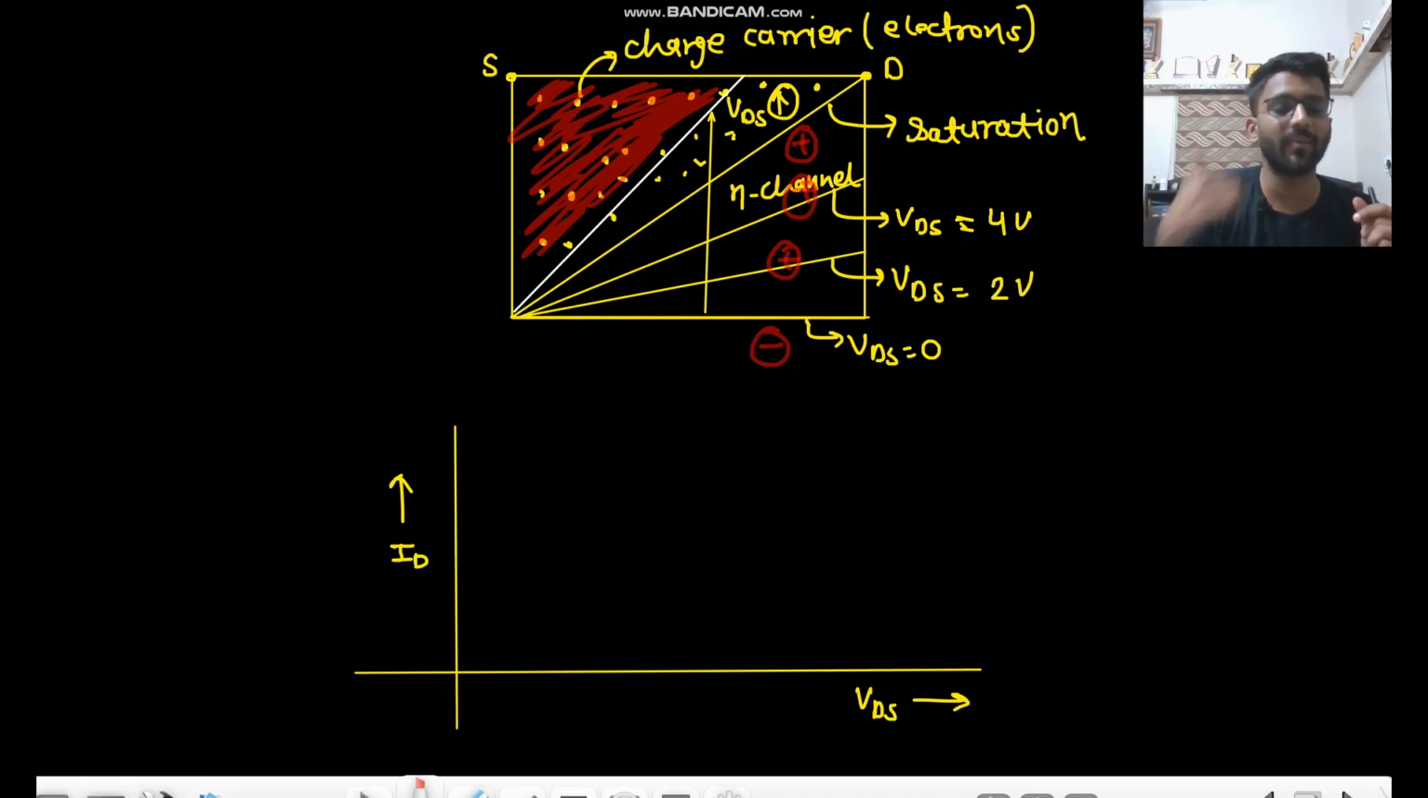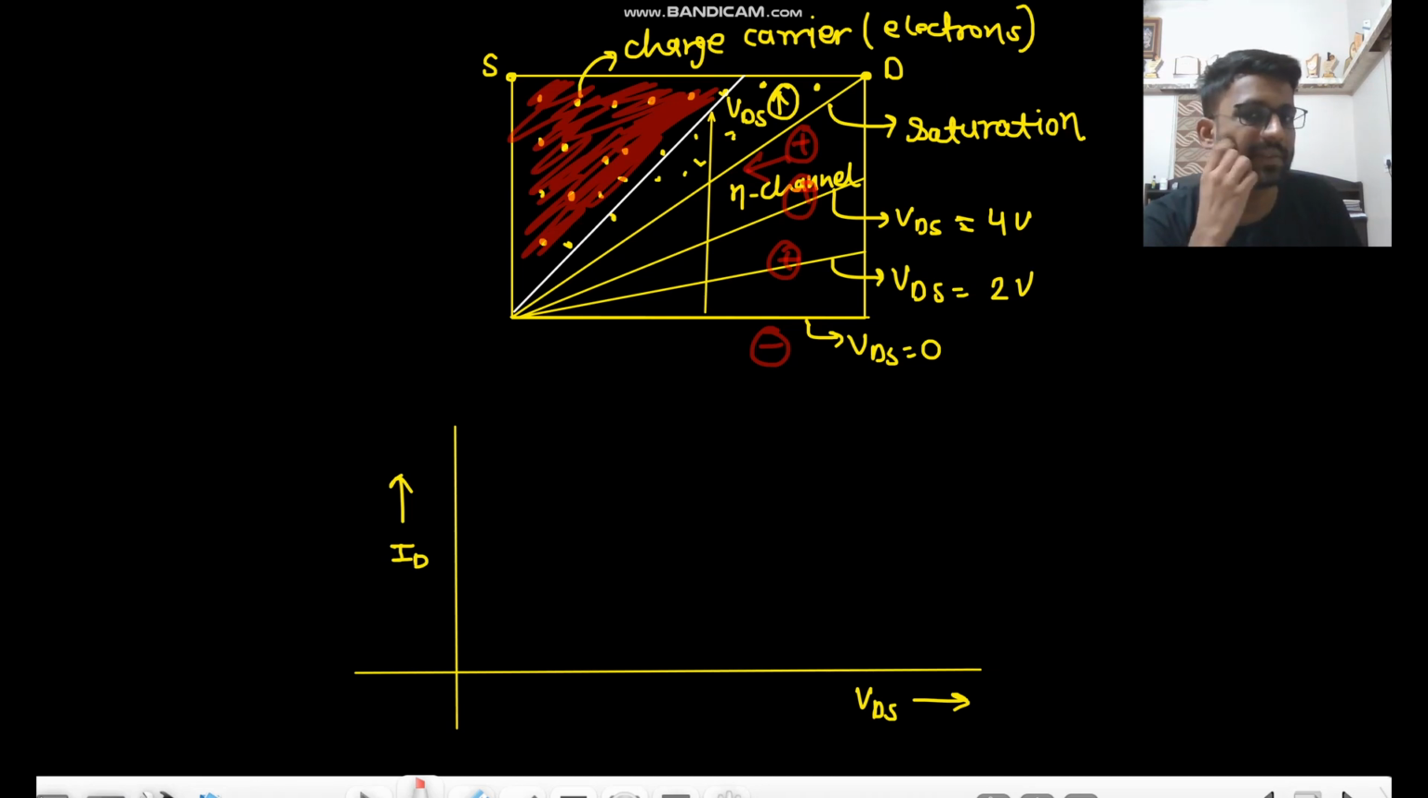Okay, and many people would get the doubt: it has now saturated on the whole drain side, so how is the current still flowing? It has been saturated, but there is this high electric field that is attracting the electrons.